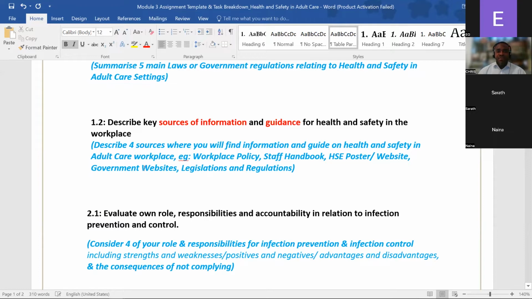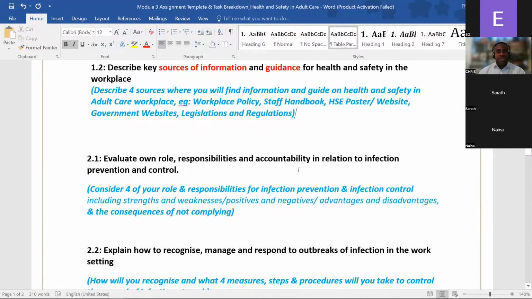Then we have government websites, we have the various legislations and regulations, pieces of them. So we've given you some ideas as to what you would need to write about and describe. Okay, please do stop me if you have a question. So for task 2, this is task 2, which covered learning outcome 2.